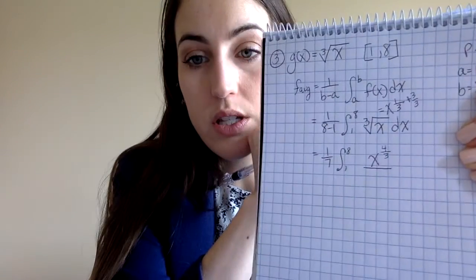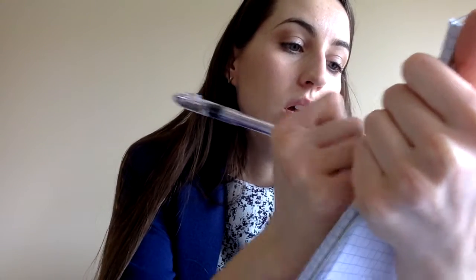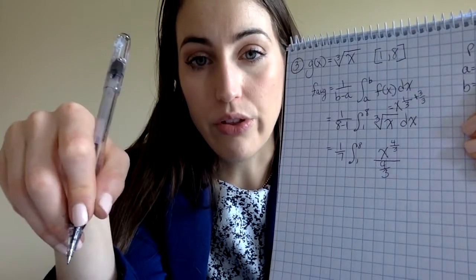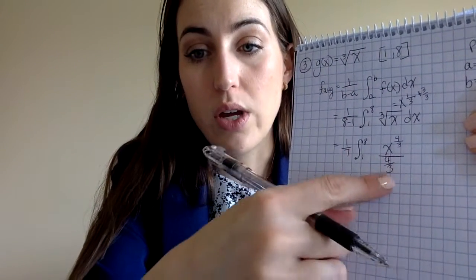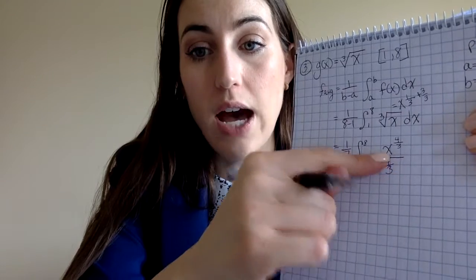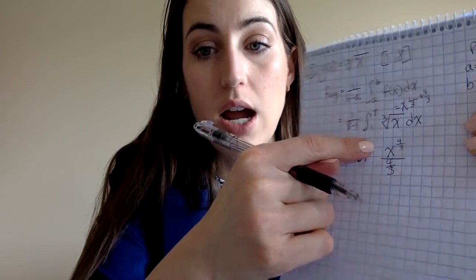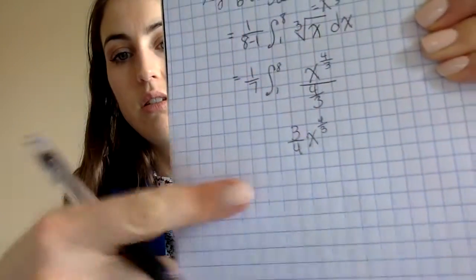And then we know n plus 1 goes in the denominator too. So it's over 4/3. So x to the exponent of 4/3, and then in the denominator 4/3. But now you guys know you can take the reciprocal of that. So we can make this 3/4 up in the numerator now. So 3/4 x raised to the 4/3, like that.